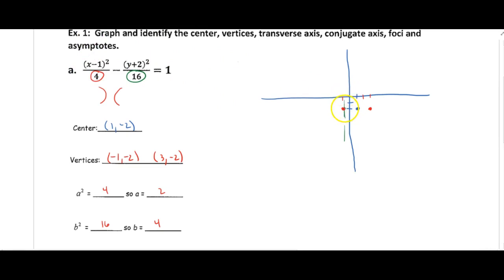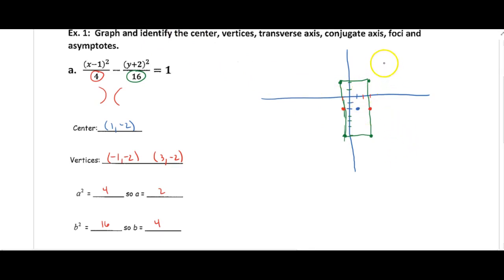Now, when I create this rectangle, what I want you to pay attention to is if b is 4, from the vertex, I'm going to go up 1, 2, 3, 4. I'm going to go down 4, 1, 2, 3, 4. Then, again, I'm going to go up 4 from the other vertex. I'm going to go down 4 from the other vertex, and I'm going to create a rectangle.